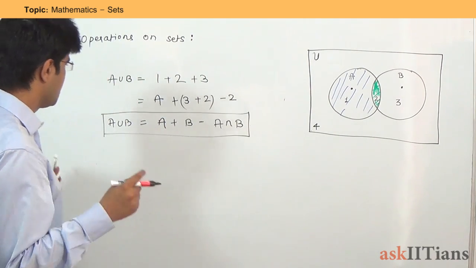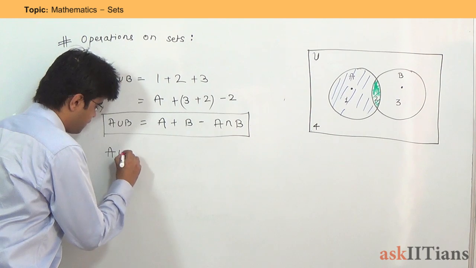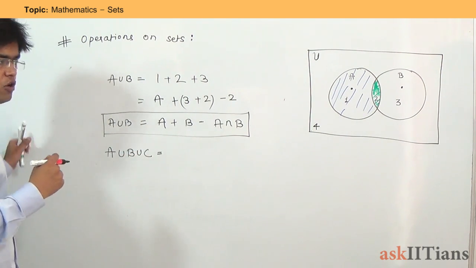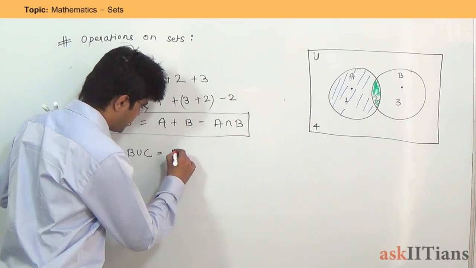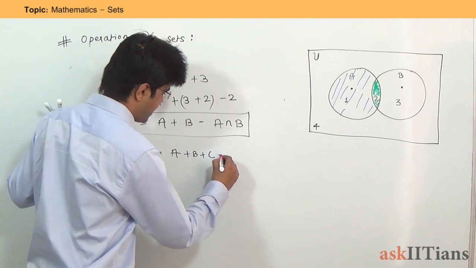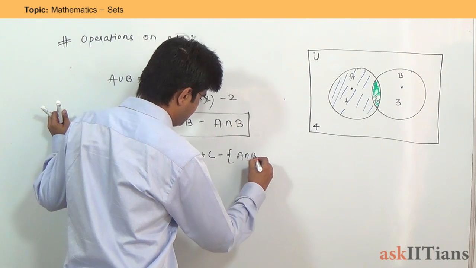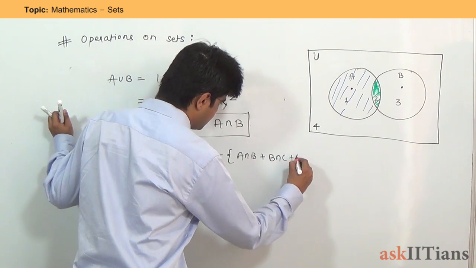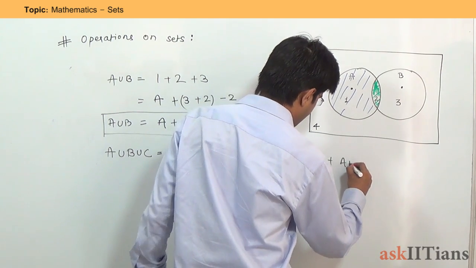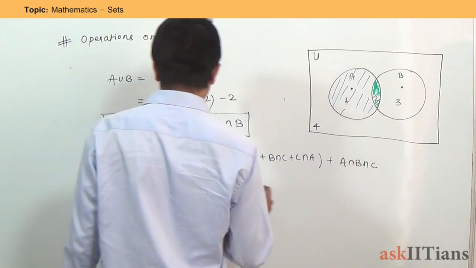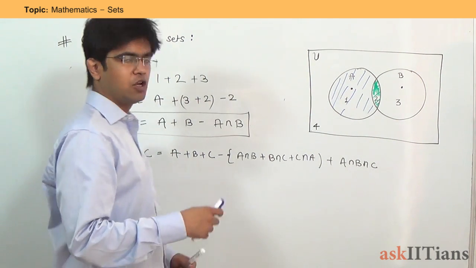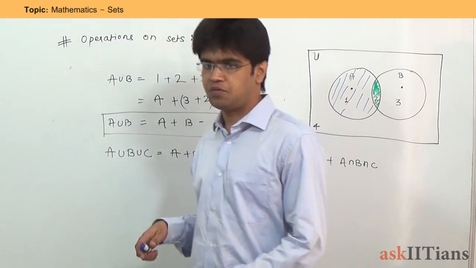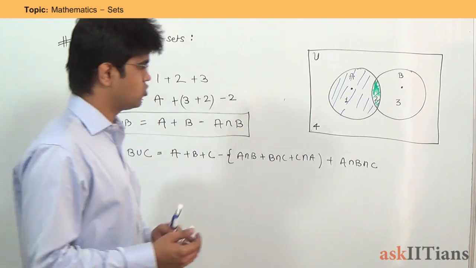In the same fashion, by using these areas, you can also derive the formula for A union B union C. A union B union C is actually set A plus set B plus set C minus A intersection B, B intersection C, and C intersection A, plus A intersection B intersection C. This is again a formula you can derive by using these areas. You can name the different areas differently and derive this formula. Now let's take a question so that we understand it in a better way.